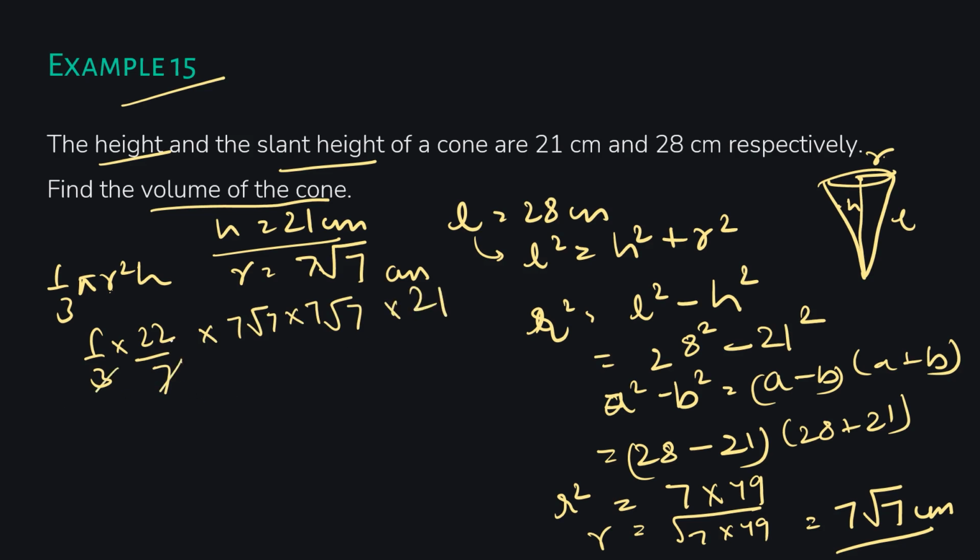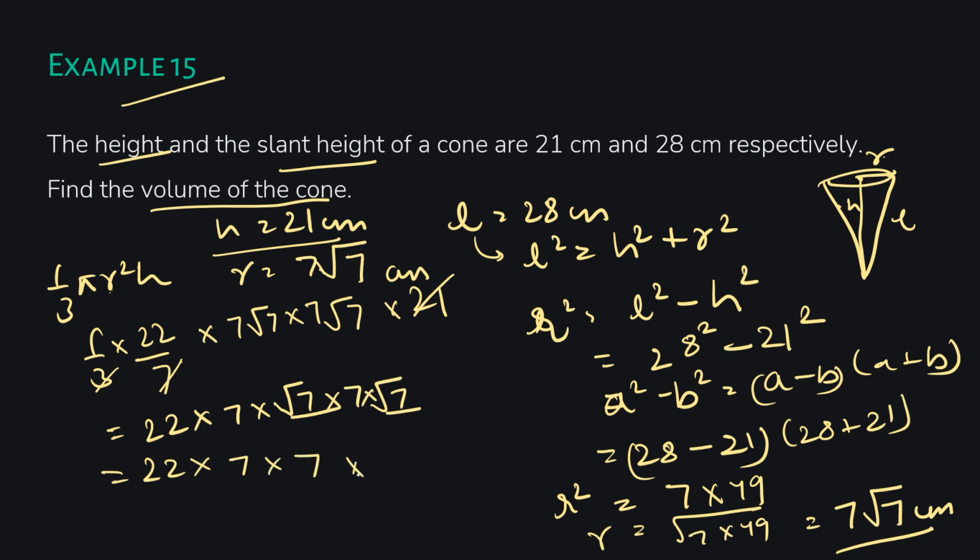Now we have 7, 3 and 7 3s are 21, and we'll cut 21 over here. So now we get 22 into 7 into under root 7 into 7 into under root 7. Now we have two under root 7, so we get 22 into 7 into 7 into 7. When we multiply this, we'll get our answer to be 7,546 centimeter cube. So this would be our volume of the cone of the given dimension.